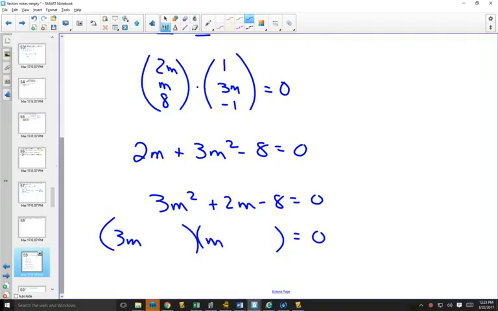If we can factor this, then we can get two values of m. Either m is equal to 2/3 or m is equal to -4. Very typical type of IB question where they take an idea and then you have to use that idea to solve for a new variable.